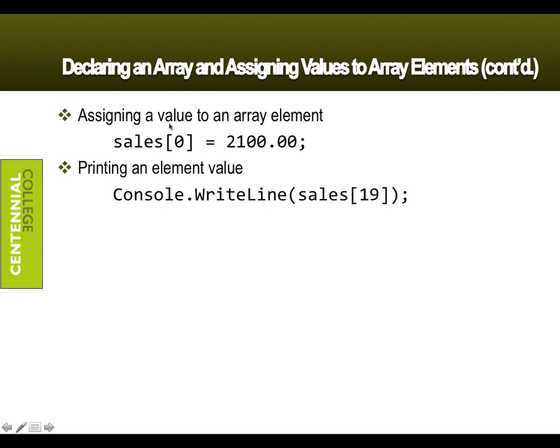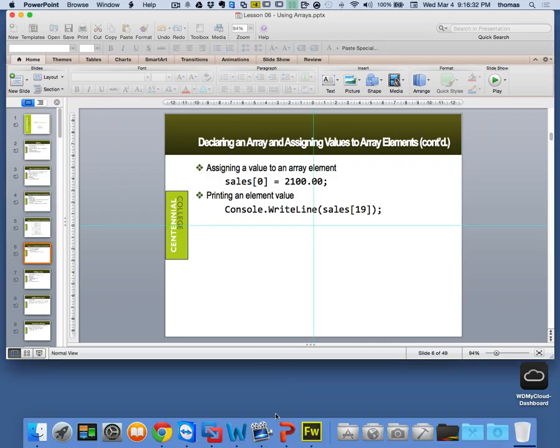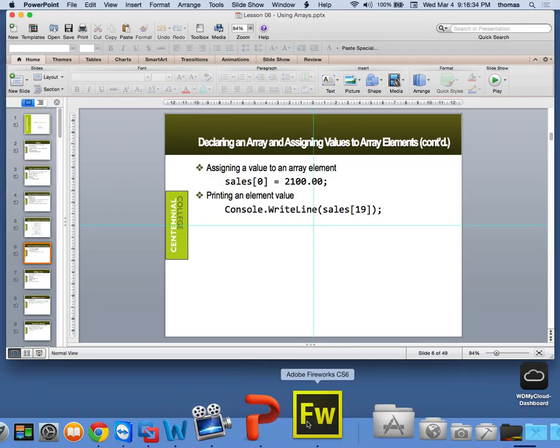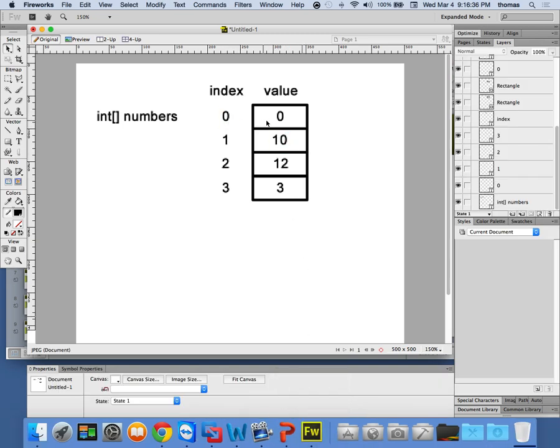Assigning a value to an array element. So what am I doing here? I'm saying the 0th element of the sales array has a value of 2100.00. I'm assigning 2100.00 to the 0th element. So what I'm saying is, going back to my drawing, this is the 0th element.